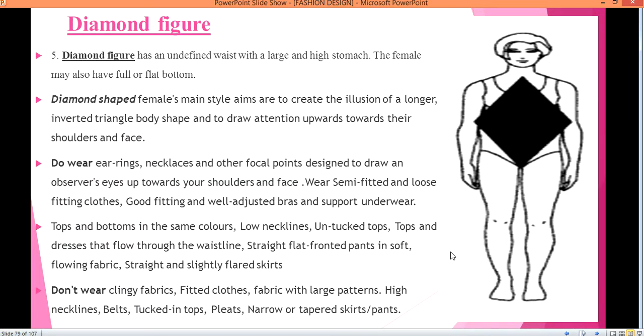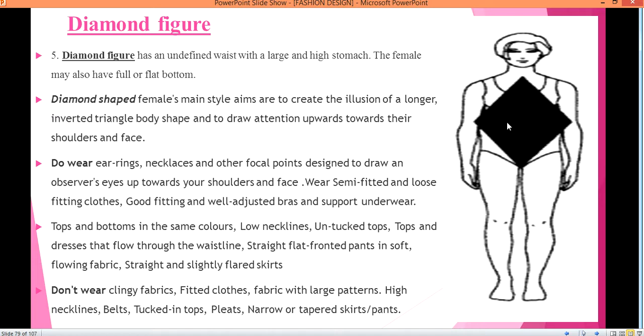Then we have the diamond shape. The diamond has an undefined waist. They don't have much curve, but they rather have a lot of fat around the stomach area, and they have a high stomach area. You may also have a full or flat bottom. Behind you it's quite flat or full, so it depends on the kind of figure type.